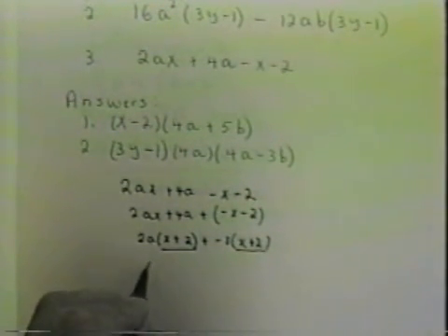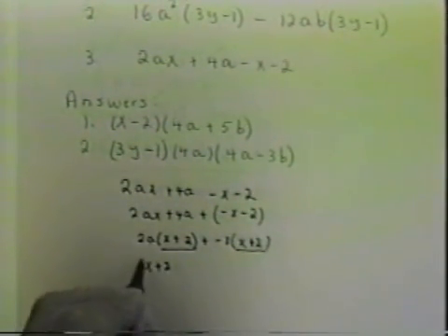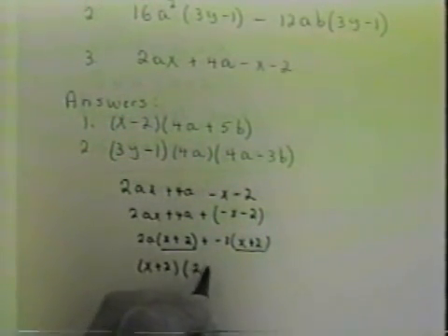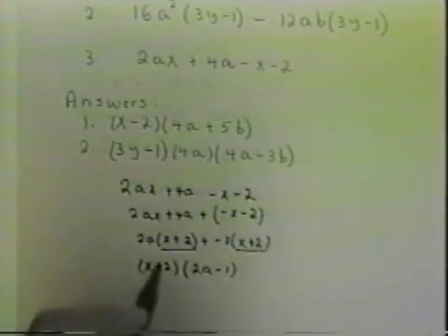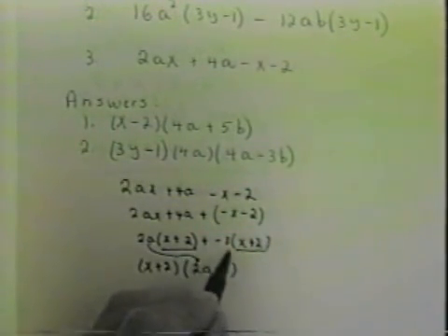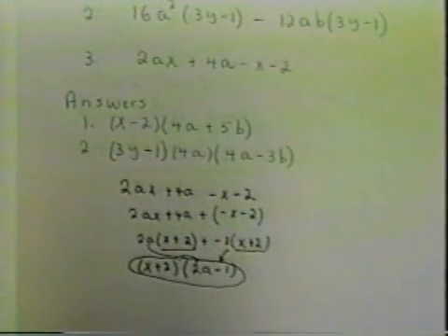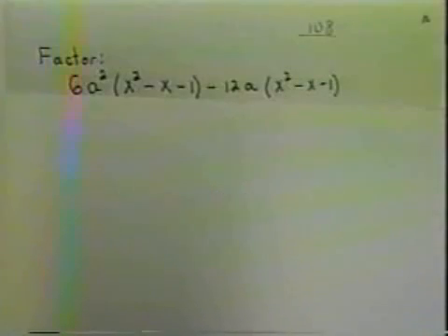So now I can remove the common factor of x plus 2, and I have left 2a minus 1. So my answer is x plus 2 times 2a minus 1. If you disagree with any of these answers, be sure to check with someone.